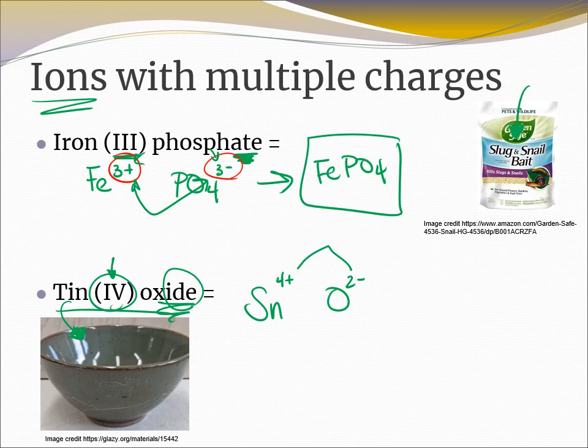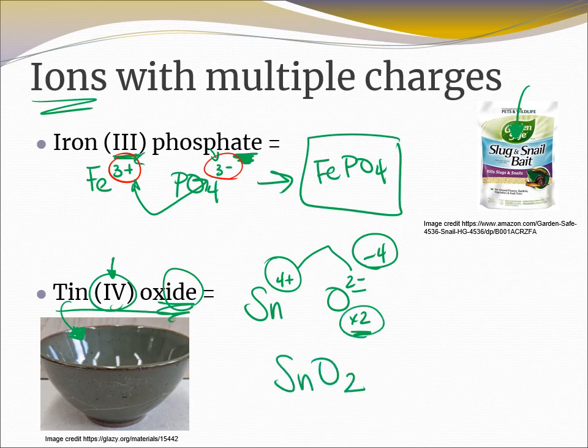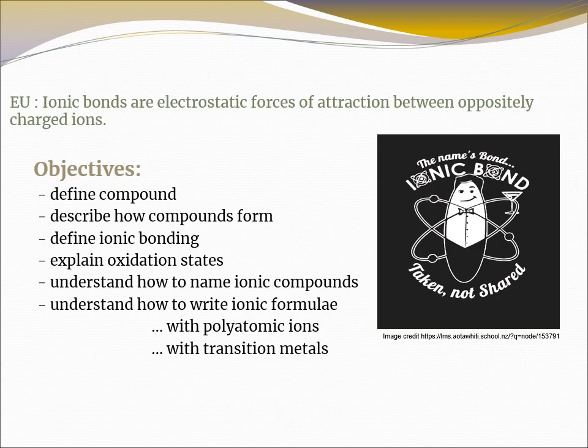+4 and -2 do not balance out. I need 2 of those oxygens. 2 times -2 gives us -4. -4 plus 4 balances out to 0. And so our final formula is going to be SnO2 because I need those 2 oxygens. And my friends, we have accomplished our video lecture on ionic bonding.